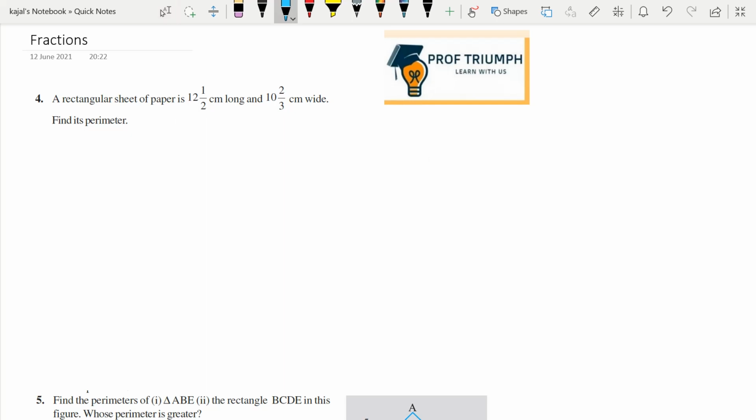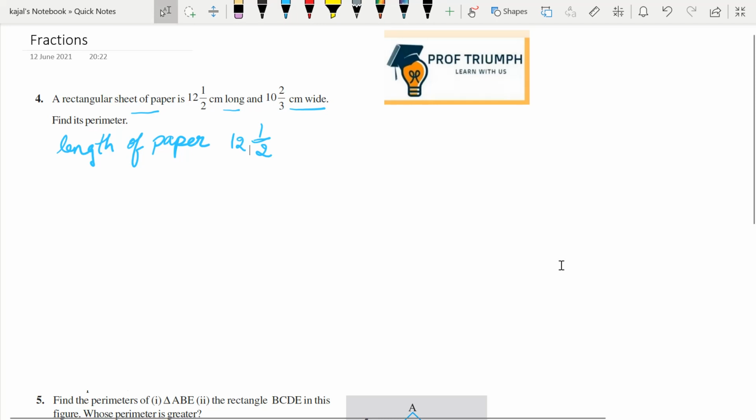There is a rectangular sheet of paper which is 12 1/2 centimeter long and 10 2/3 centimeter wide. That means the length of the paper is 12 1/2. This is a mixed fraction, so first we have to convert it into an improper fraction. 12 times 2 is 24, plus 1, that means 25 upon 2. This is the length of the paper.